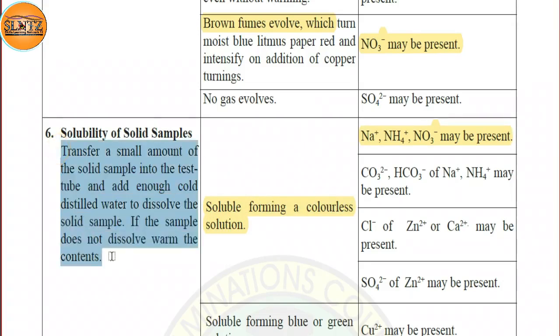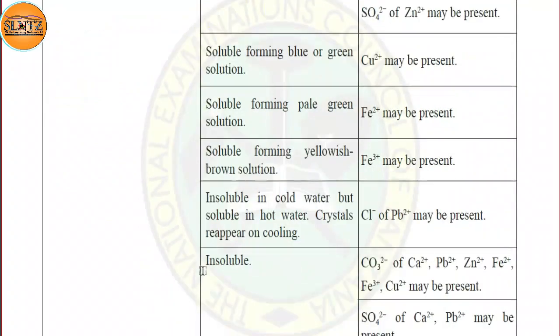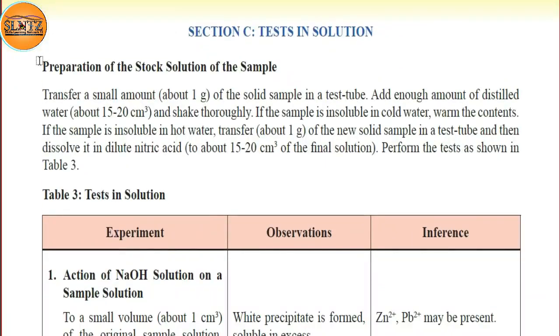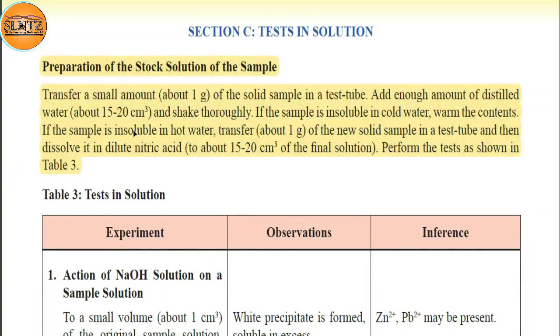Our test of solubility, that is our testing for solubility, observation, and the inference. And then after solubility we are going to perform testing solution. Testing solution means we have to prepare a stock solution. The stock solution means we take a solid sample, we dissolve it in water, and we make a stock solution for further testing in testing solution until the confirmatory test.